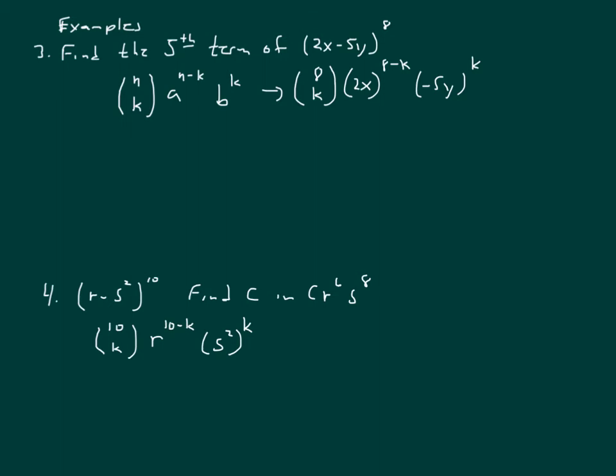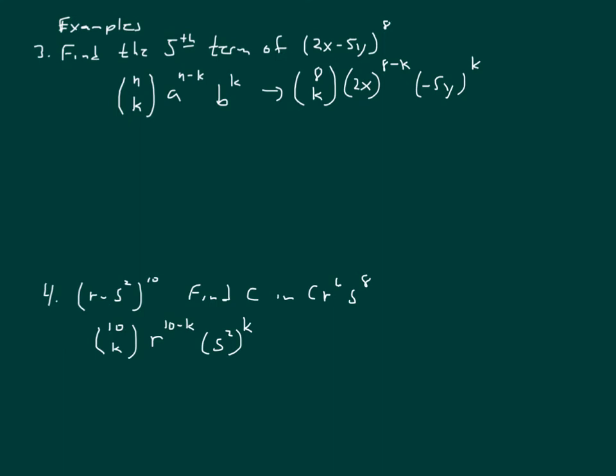Now in this case, I want to find the fifth term. Well, if you remember from the binomial expansion, my first term had k equal to 0. That means my second term is going to be k is 1. My third term is k is 2. My fourth term is k is 3. And the fifth term is going to be k is 4. The term number you're trying to find, k is always going to be one less than that. So on this particular problem, if I want to find the fifth term, I know k is 4.